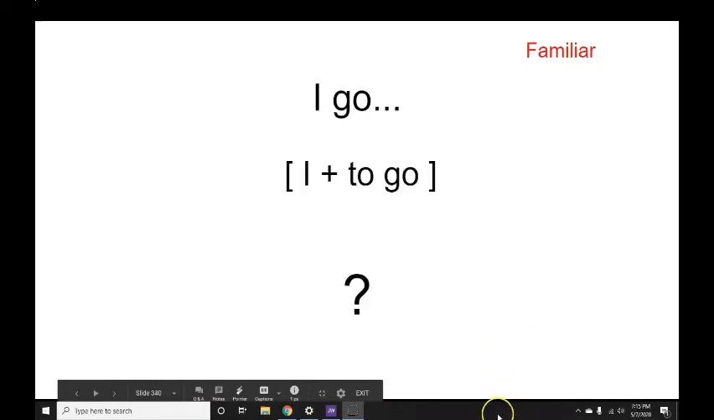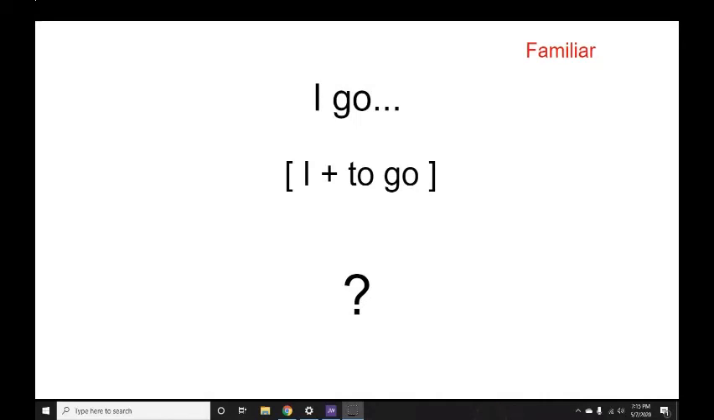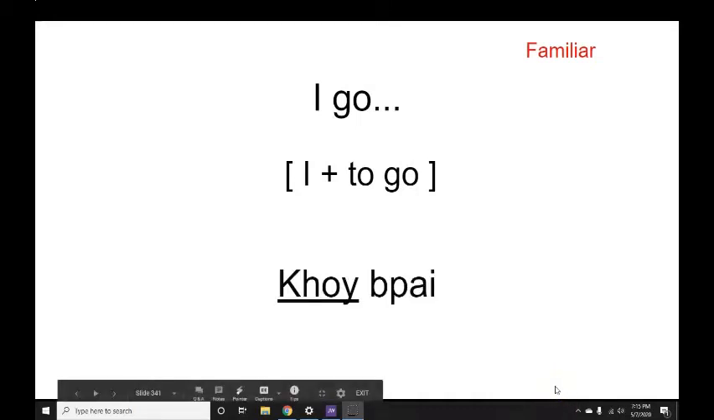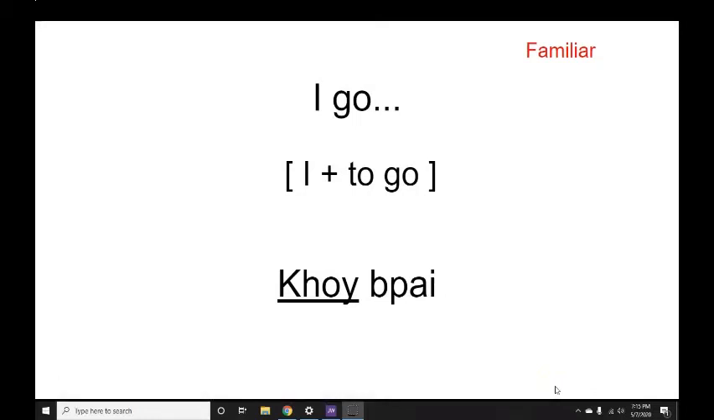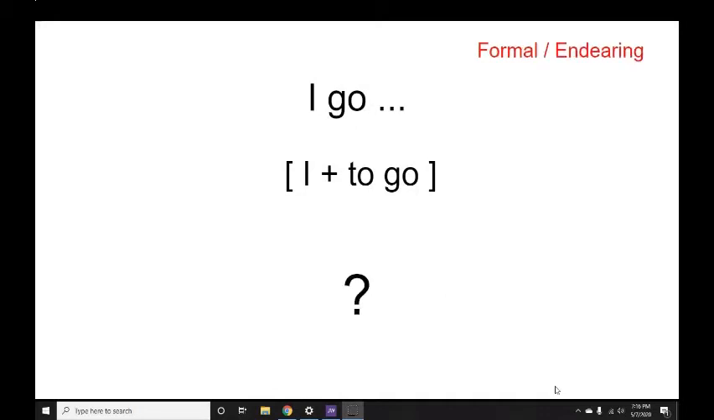So how would you say I go, the familiar I? You remember what the familiar I is? You use this with your peers or people that you know well. Koi bai, right? Koi bai. All right, I go. How about the formal way, the endearing way? If you're talking to your grandmother, very much older than you, or an official, I go. Okay, talking to someone that you don't know well. Do you remember how to say I in a formal way? How bai, okay?